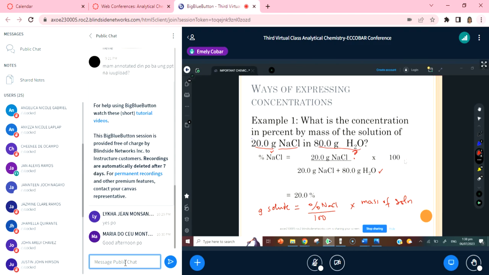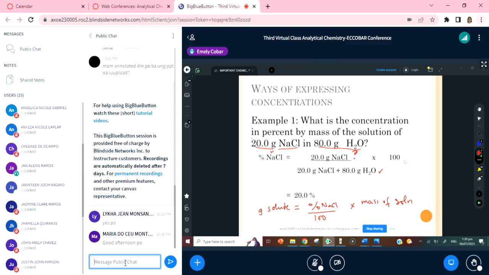So, nandyan din yung amounts. So, ang mass ng solution, pansin niyo, di ba, in grams, both in grams. So, therefore, ang mass ng solution natin is the sum of these two, kaya 20.0 gram NaCl plus 80 gram of water. This is the mass of solution. Okay? So, the mass of solute sa numerator divided by the mass of solution times 100.